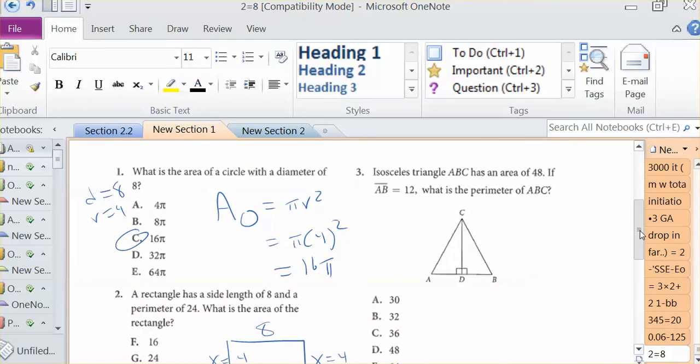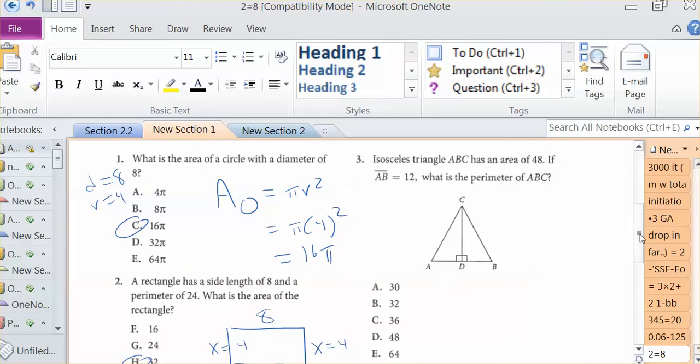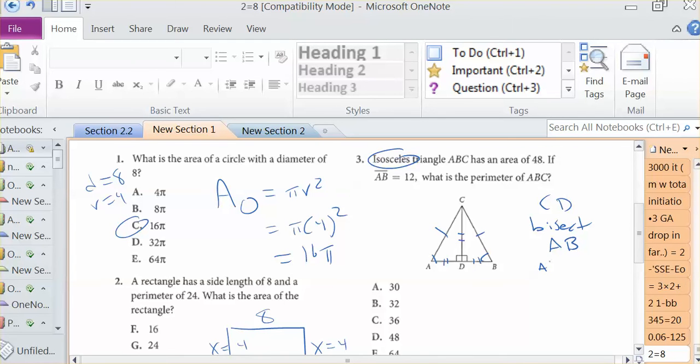Number 3 is for the perimeter of triangle ABC, so the whole thing. AB is 12. And it's isosceles, that's very important, meaning that these sides are the same, making these angles the same. And because this side is shared, and we have right angles here, CD is definitely going to bisect. So this is a good concept review. It's going to bisect AB. Therefore, AD equals DB. Since AB is 12, then I anticipate that AD and DB are each 6.